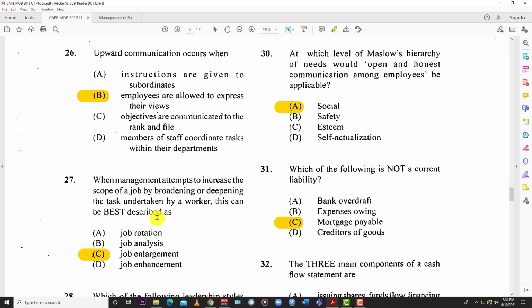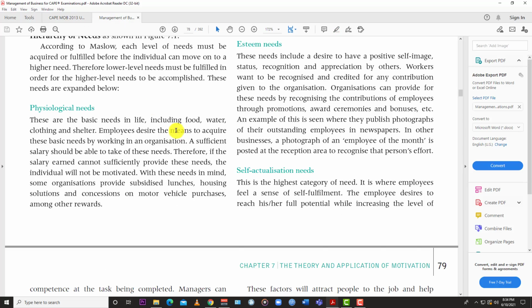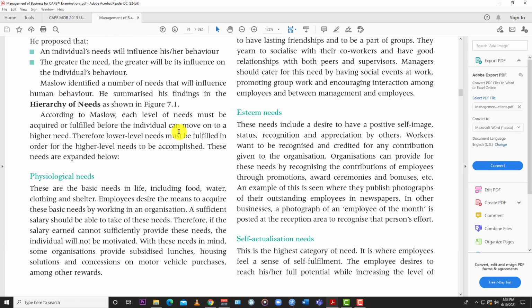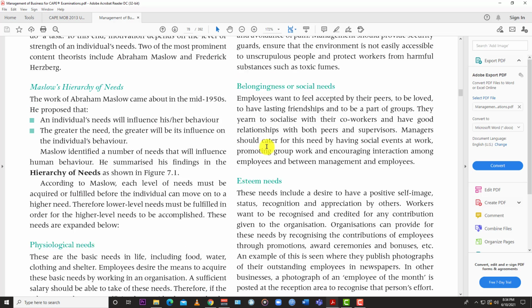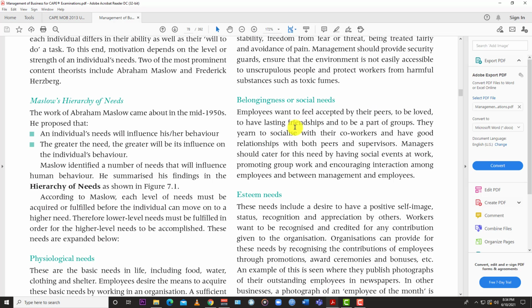Number 30. At which level of Maslow's hierarchy of needs would open and honest communication among employees be applicable? And for me, I would put the social, because the social needs here are belongingness. Employees want to feel accepted by their peers, to be loved, to have long-lasting friendships, and to be part of a group. They yearn to socialize with their coworkers and have good relationships with both peers and supervisors. And so we're looking at right here.